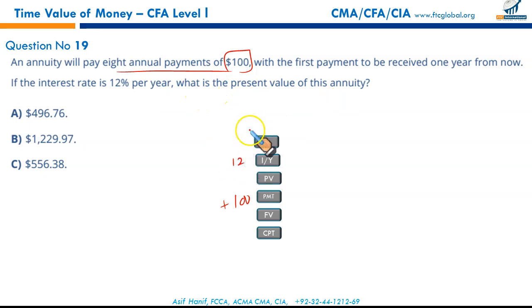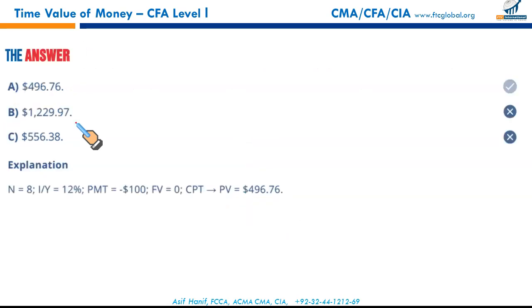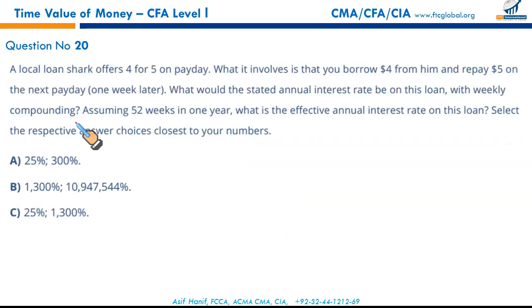Very simple, straightforward question. The payment period is 8. Interest rate is 12. Present value is to be calculated. Future value is 0. Punch in these numbers and simply press CPT PV. You get your result, and it should be 496.76. You have your calculator with you. You just need to punch in the numbers, and we will save time for more challenging questions. So A is the result.